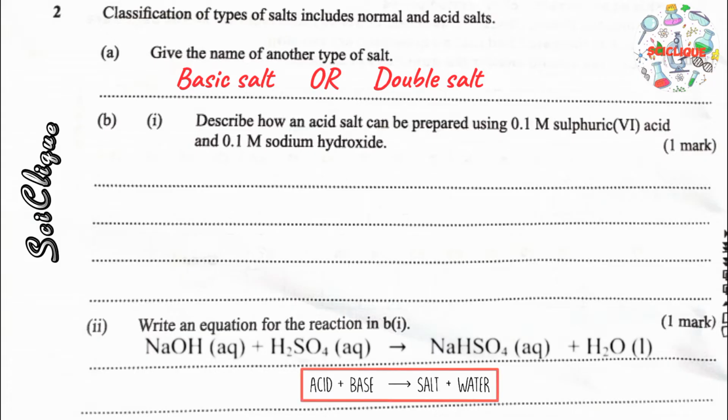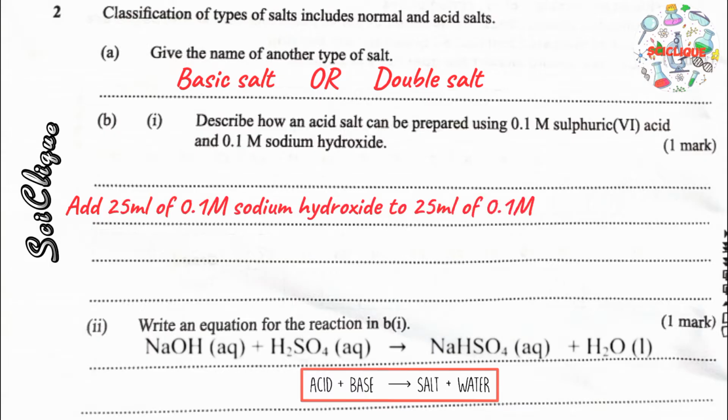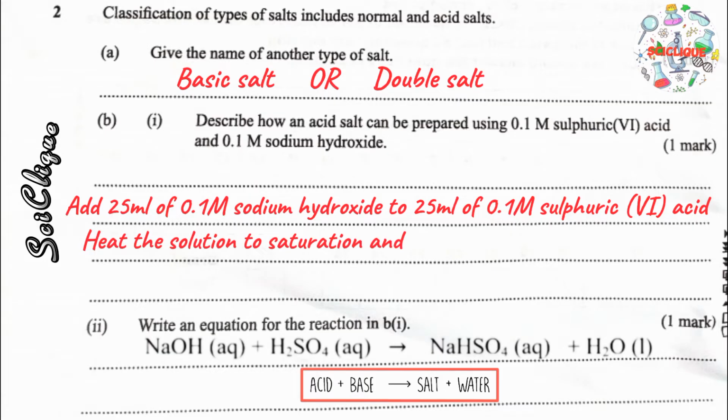Now coming back to the procedure, what are we supposed to do to get this salt? Number 1, you need to have equal portions or equal amounts of the base and the acid. In this case, let us use 25 ml. So add 25 ml of 0.1 molar sodium hydroxide into 25 ml of 0.1 molar sulfuric 6 acid. Heat the solution formed. Which solution is being formed? The sodium hydrogen sulfate. So we are going to heat it to saturation, allow it to cool in order for crystals to be formed. And there we have it.